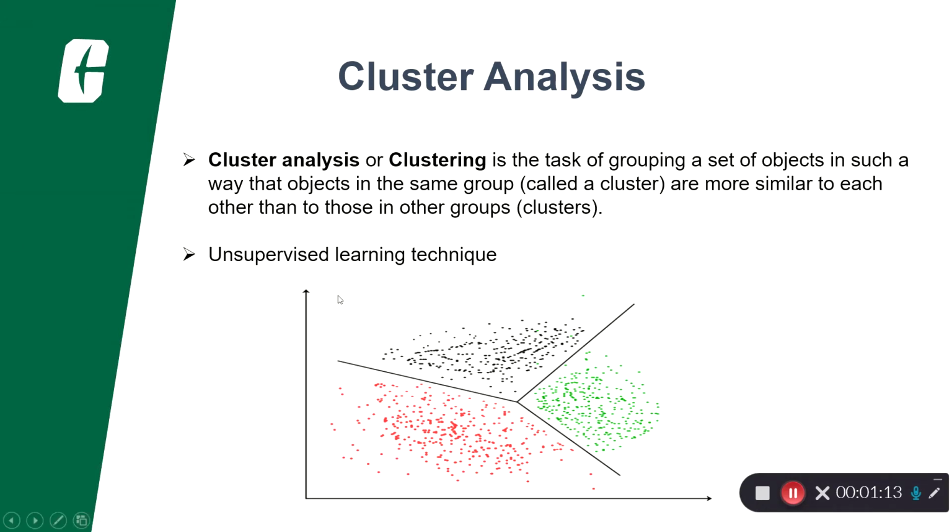Now, as you can see in this example, we have three groups of clusters. The characteristics of the red data points will be similar when compared to the other red data points in the group, but when compared to the black or green, they will have dissimilar characteristics.